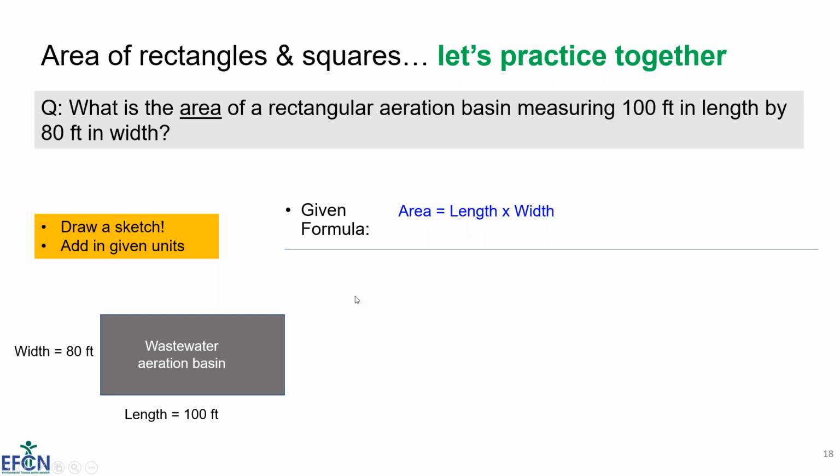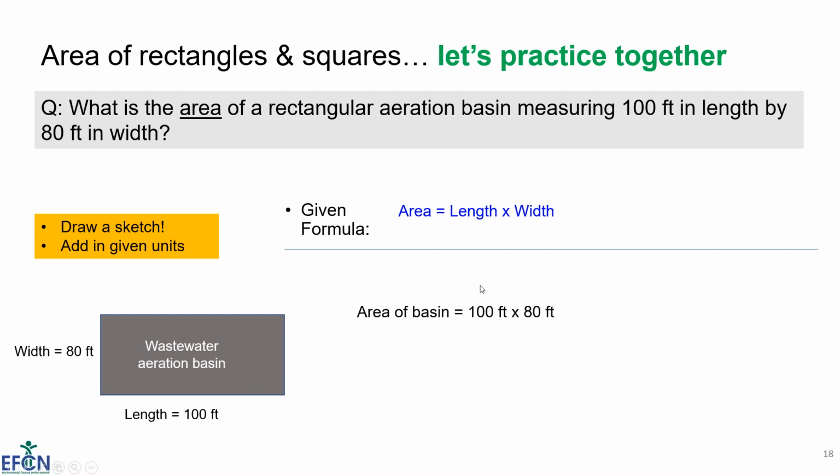So when I draw my sketch, I'm able to put in the units that I'm given. That way I don't confuse anything. My rectangular basin is right here. I have my length as 100 feet and my width as 80 feet. My formula is also written out as the length multiplied by the width.